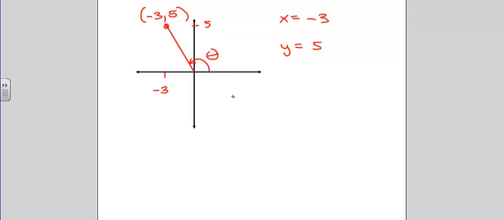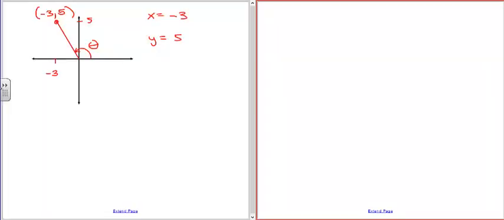All you have to do is use the definition for the 6 trigonometric functions based on the x, y, and r values. r is the distance from the origin to this point, so r is always positive. In this case, r is equal to the square root of -3 squared plus 5 squared, which is the square root of 34, since 25 plus 9 is 34. So that's r, and x is -3, and y is 5.